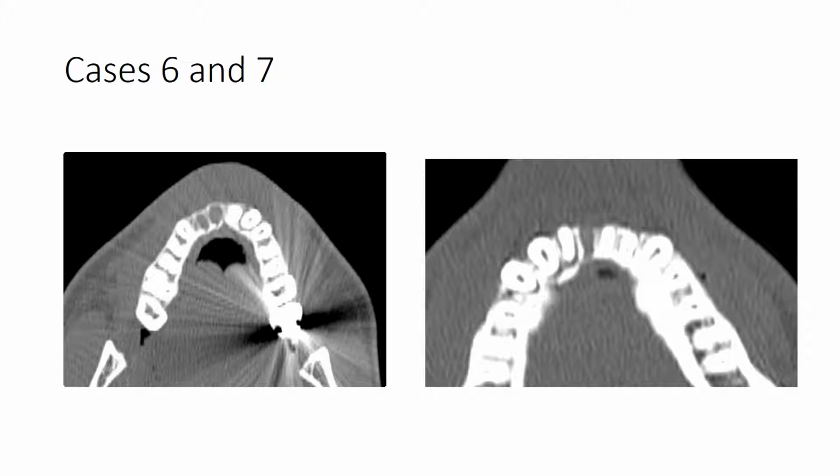Cases 6 and 7 both show the same finding, and that is empty sockets. These indicate an avulsion in the setting of trauma. And I've been told that avulsed teeth should be accounted for either clinically or radiographically, and that if you can't account for them, then you should get a chest x-ray to make sure it wasn't aspirated.